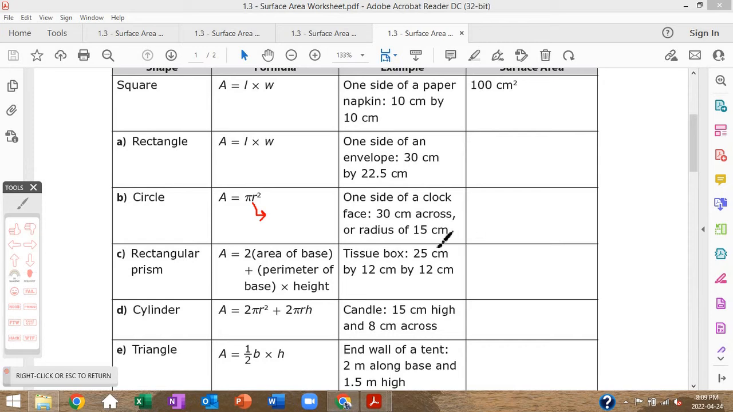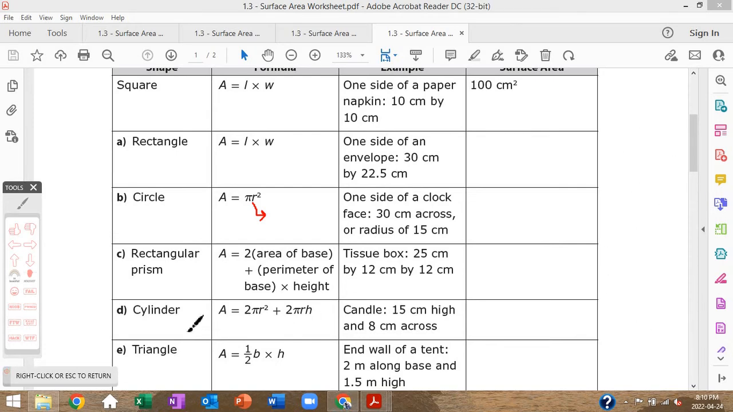You've got a tissue box or Kleenex box, 25 centimeters long, 12 centimeters wide, 12 centimeters high. If you wanted to look at this, you could say there are going to be 4 rectangles that are 25 centimeters by 12 centimeters and 2 squares that are 12 by 12. That's the other way to look at this one. So see if you can figure that one out. You're probably going to need an extra piece of paper to show some work there.